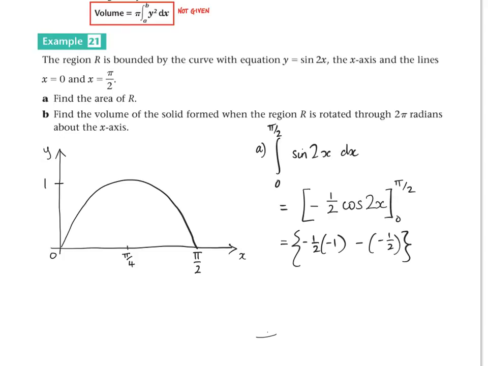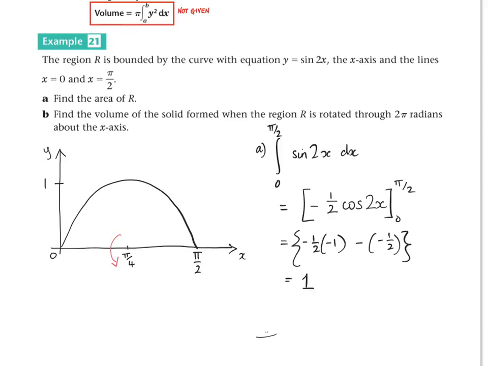And that gives us an answer of 1. Now what we're going to look at now is the volume, and what you've got to imagine is taking this area and rotating it about the x-axis. And if you do that, you get a sort of a 3D disc that comes round, and we get a full volume for that.